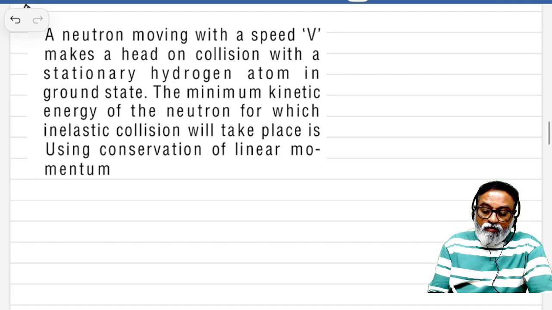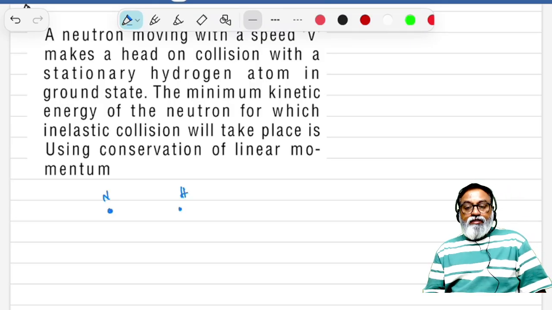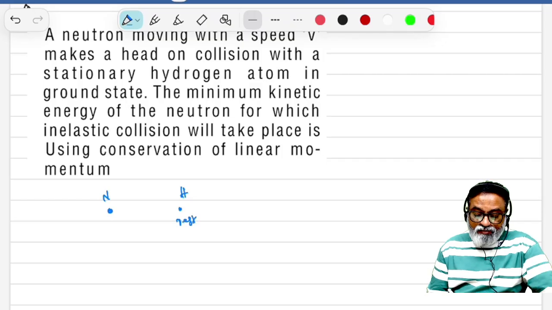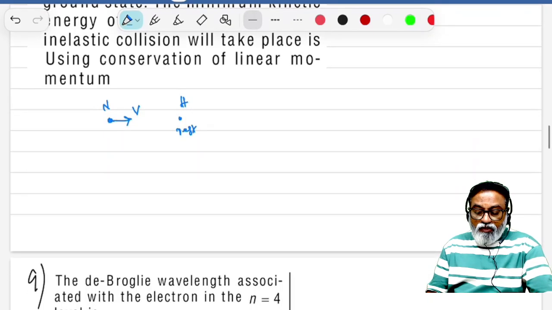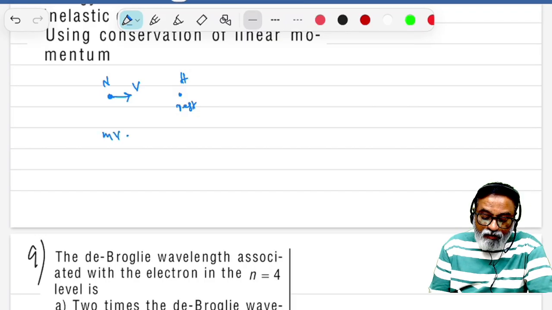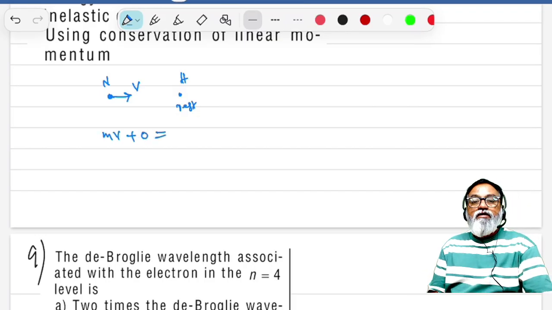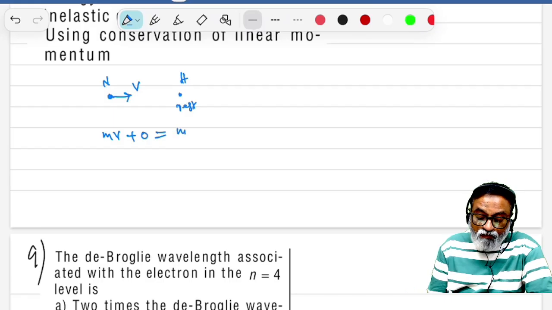Here, this is the neutron. Here is the hydrogen atom. It is in ground state. Initially, it is at rest. The neutron is moving with velocity v. Initial momentum is m into v, and the hydrogen's momentum is 0. Here, we consider a perfectly inelastic collision in which both the neutron and hydrogen stick together and move with a common velocity. Therefore, (m plus m) into v dash. Therefore, v dash is equal to v by 2.